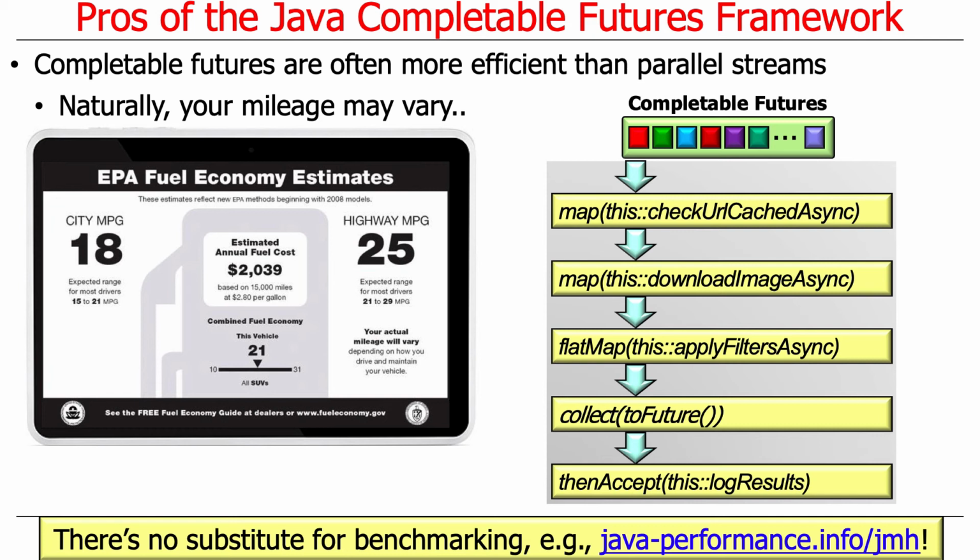As we'll see when we talk about the cons of Completable Futures, they're more complicated to program, so that's the downside to the performance boost. But that's almost always the case. If you want things to run faster, you have to do a little bit of extra work.